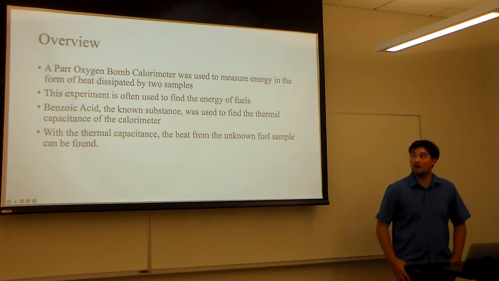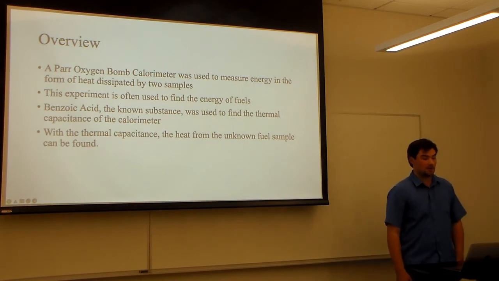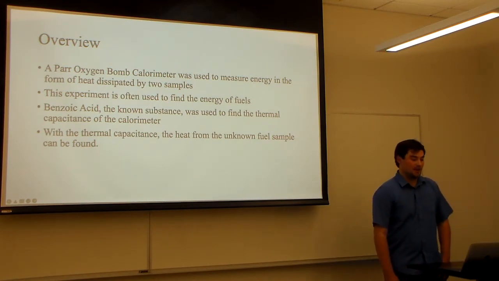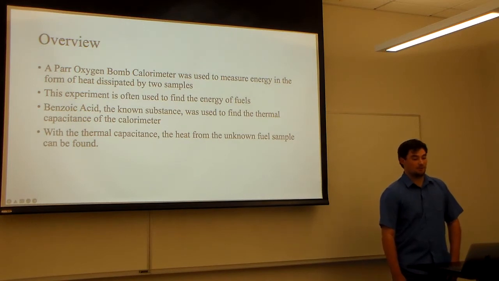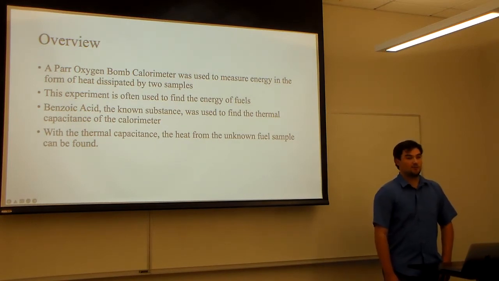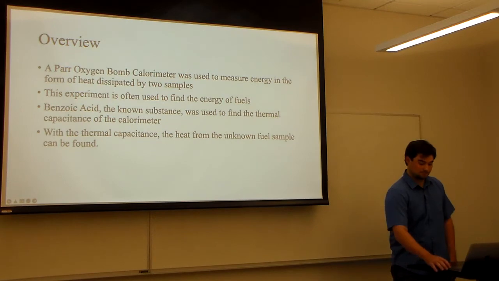So a quick overview of the experiment. A Parr oxygen bomb calorimeter was used to measure the energy in the form of heat that was dissipated from two different samples. The first sample was benzoic acid, which was used to find the thermal capacitance of the calorimeter. And with this thermal capacitance, we were able to find the heat from the unknown fuel sample.